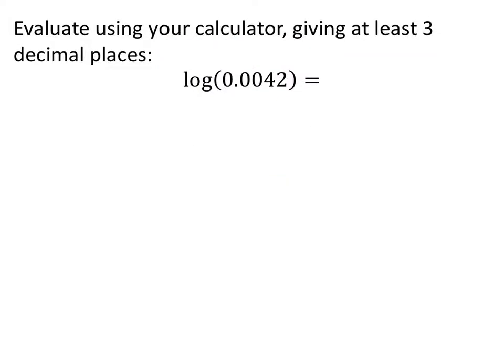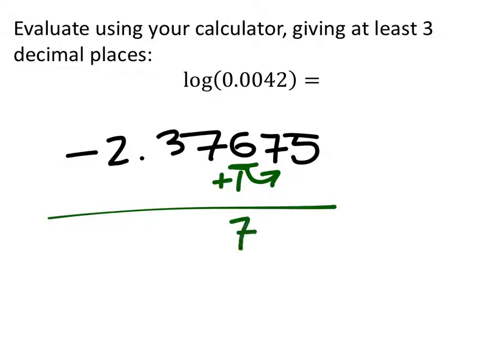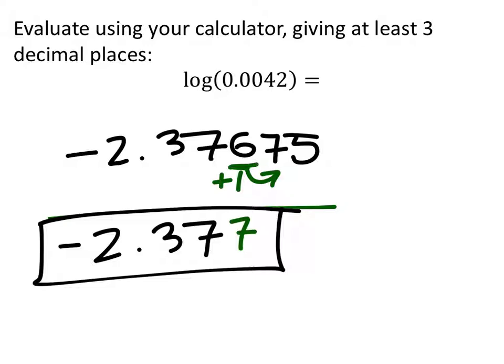All right, once again, using a calculator, I'm going to push the log button. Then I will type this value exactly like I see it, 0.0042 equals, and now it gives me a negative 2.37675. And again, the rest doesn't matter, because I only want the third decimal place. However, if I look to the right, the 7 is bigger than 5. Let me rephrase that. It's 5 or bigger. So that 6 is going to add 1 right there, which makes it a 7. So it would be negative 2.377 is my final answer.